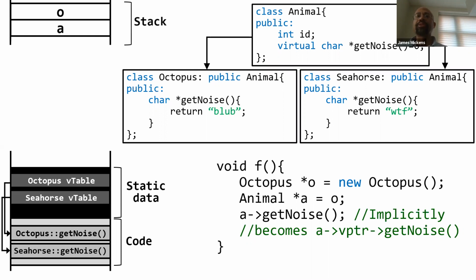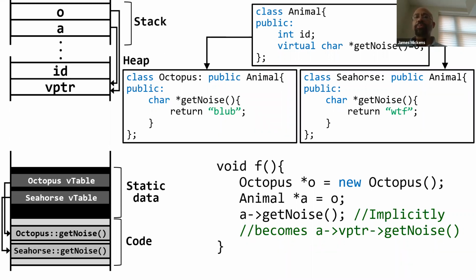If you look up on the stack near the top of the diagram, we see two local variables, O and A. Those correspond to the pointers that we declared inside of function f. And those pointers point somewhere in the heap to that instance of the octopus. That is the memory that was allocated by the call to new. We see that the heap representation of the octopus has two things. It's got the ID, and that makes sense, since that was the field defined by the superclass animal. But then we've got this v pointer too, inside the memory representation of octopus.